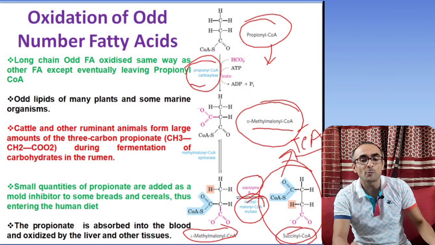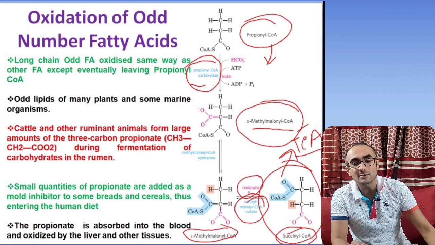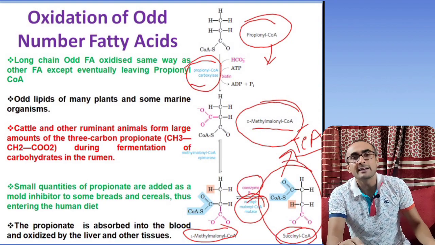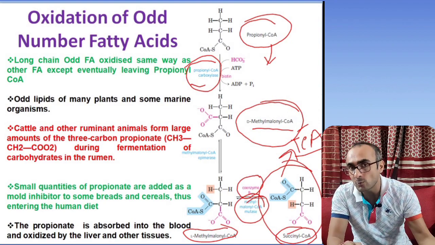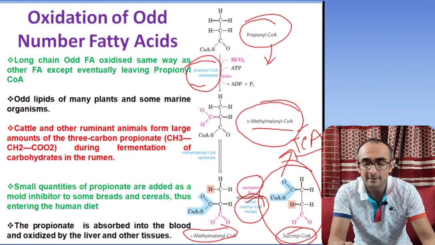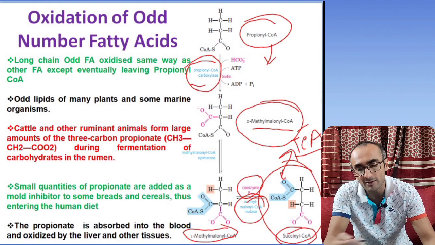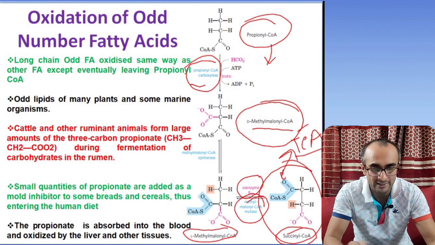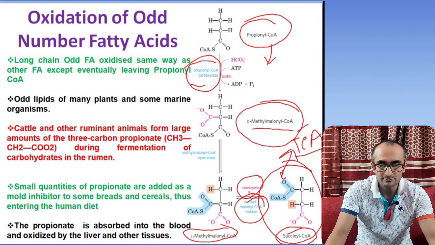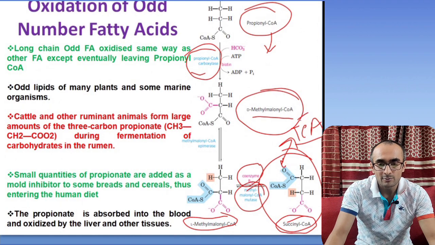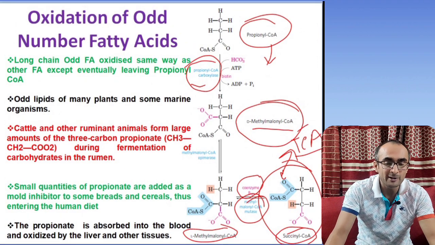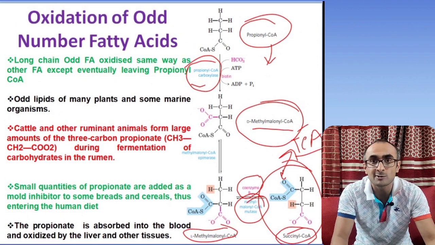So in this way, propionyl coenzyme A is also called glucogenic. Glucogenic means it can be converted into glucose, and it enters into the citric acid cycle and further can be converted into glucose and other carbohydrates. Otherwise, the other product of beta oxidation, acetyl coenzyme A, is not glucogenic.